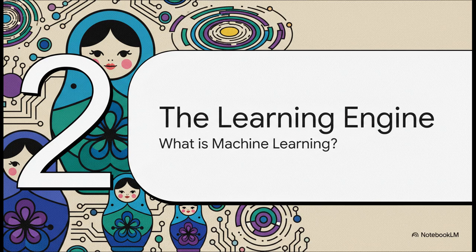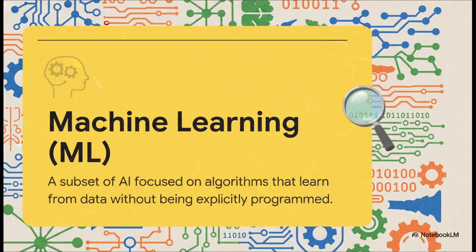So if AI is the universe, how do we actually get a machine to be intelligent? Well, for that, we need to open up that first doll and see what's inside. And inside, we find machine learning, or ML. Now, this is the crucial part. Machine learning is a subset of AI. It's one of the most important ways we achieve AI. Instead of a programmer writing millions of lines of rules, we just feed the computer a ton of data and let it figure out the patterns for itself. It's the engine that allows AI to learn from experience.